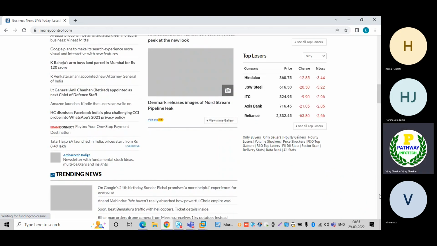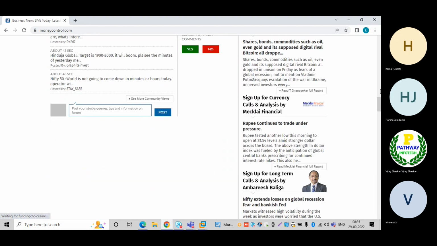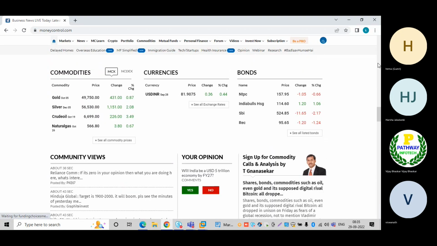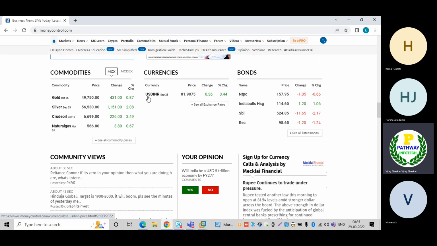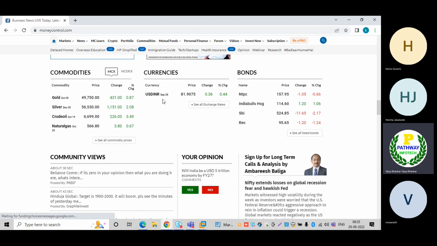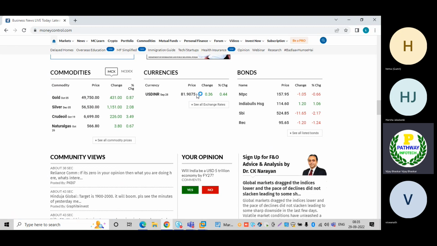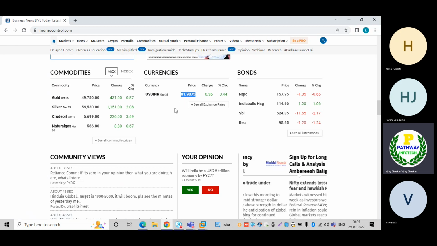If I come down here, you can see the US dollar to INR, Indian rupees. 1 US dollar is equal to 81.9075 now. This is the current rate. Once the market starts at 9:15 or 9:30, it will change again. It may go up, it may go down.